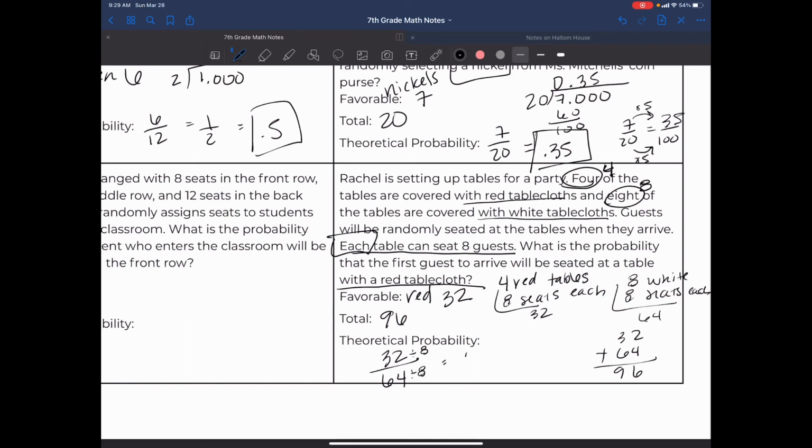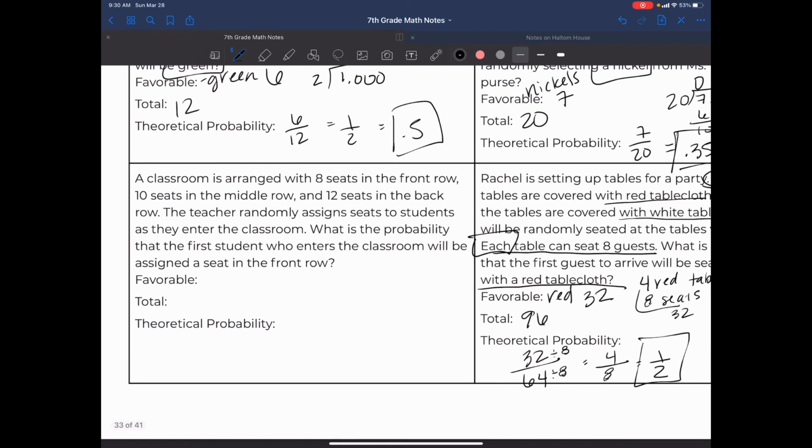So 32 divided by 8 is 4. 96 divided by 8 is 12. And see, these are numbers that I recognize, 4 and 12. I know that 4 is a third of 12. So this reduces down to 1/3. My theoretical probability of the next guest that's going to arrive is a 1/3 chance to be seated at a table with red tablecloths. Done. That's a lot more math than I'm going to ask you guys to do. So give your hand at the last problem. You can do this. You're smart.